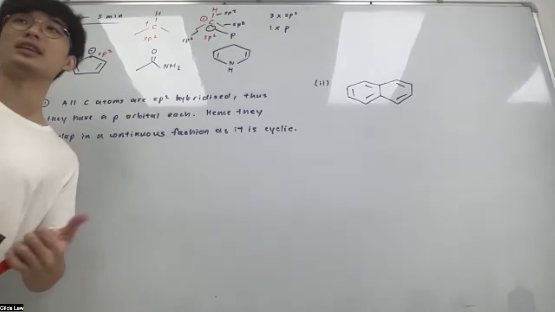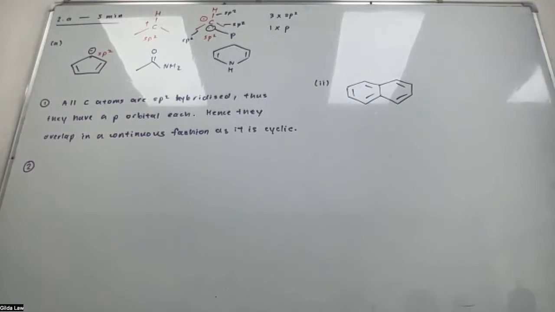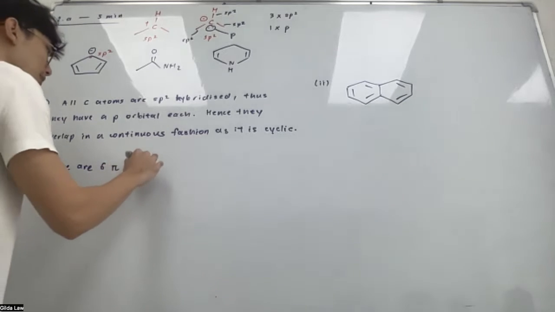How many pi electrons are there for the second criteria? This compound, how many pi electrons are there? It could be 6, not 4. If it's 4, it wouldn't fulfill the criteria as well, right? It's actually 6 pi electrons. So what's the value that you're adding to this question? You're supposed to break down where these 6 pi electrons come from.